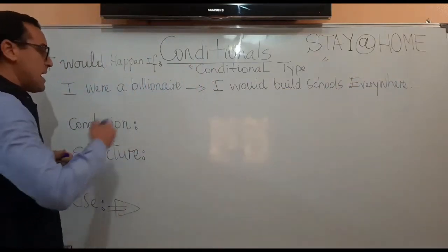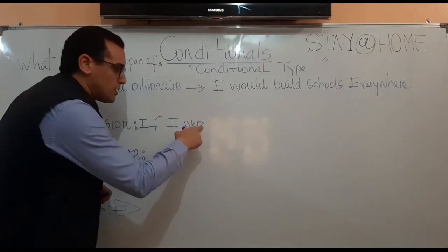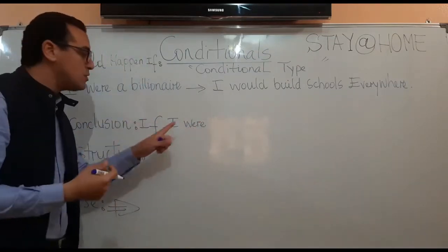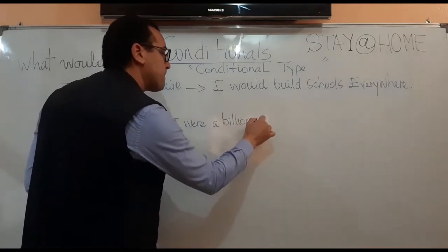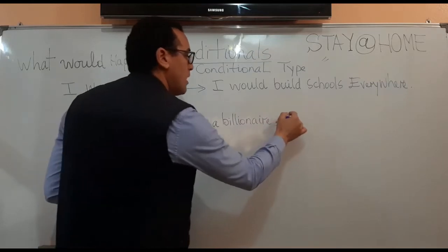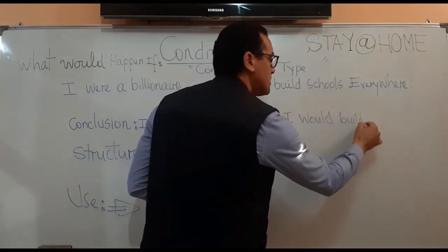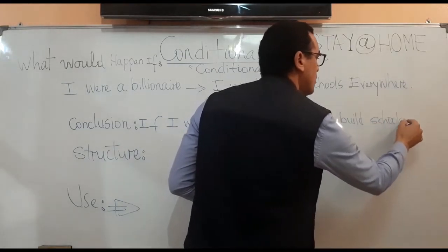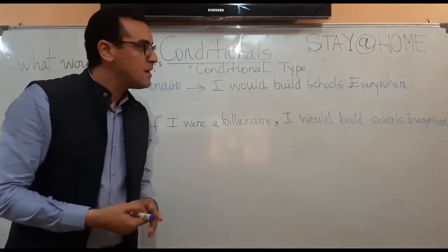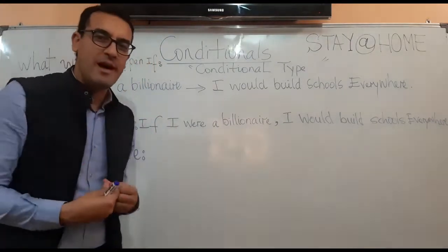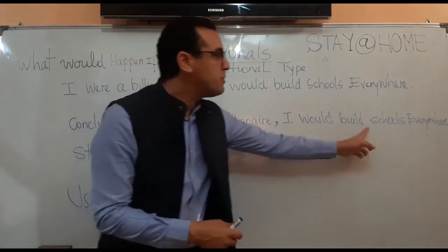So the statement or the conclusion is as follows. If I were, here we use were instead of was. Grammatically, was is correct, but it's preferable to use were in conditional sentences. If I were a billionaire, comma, I would build schools everywhere. That's a noble result, okay? A noble action to take and a noble dream for very rich people. So, if I were a billionaire, I would build schools everywhere.